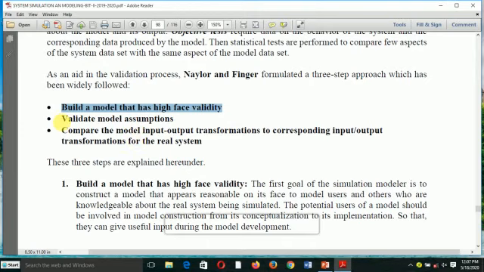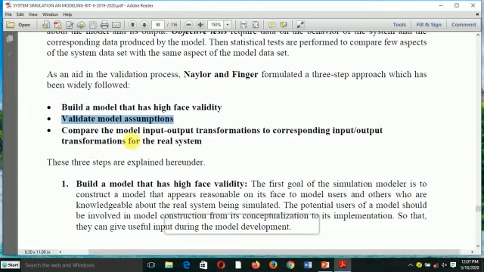And then they talk that we have to validate the model assumption. We have provided the assumption to the model. So you have to see if those assumptions are valid or not, because if the assumptions are not valid, it means that the assumptions are useless.